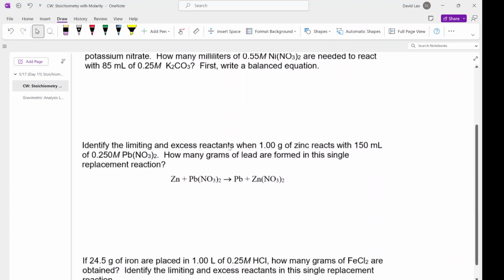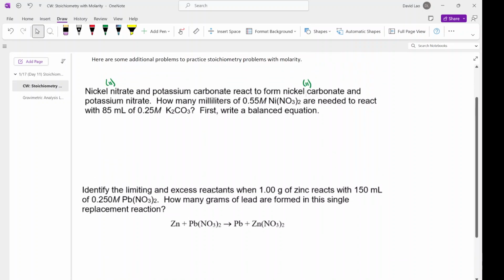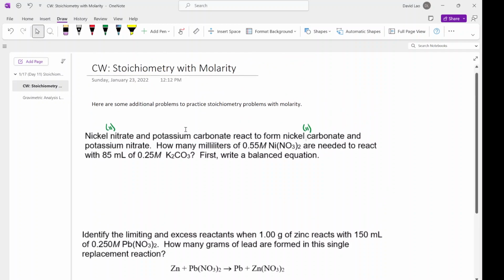There might be some limiting and excess reagent problems, as you see here. And again, some limiting and excess reagent problems here. So a little bit different from what we did for the examples, but similar in the sense that it's still stoichiometry and it's still converting from concentration to volume, or volume to some concentration. So that's the assignment for you to work on. Hopefully you find some time to do that between now and tomorrow.